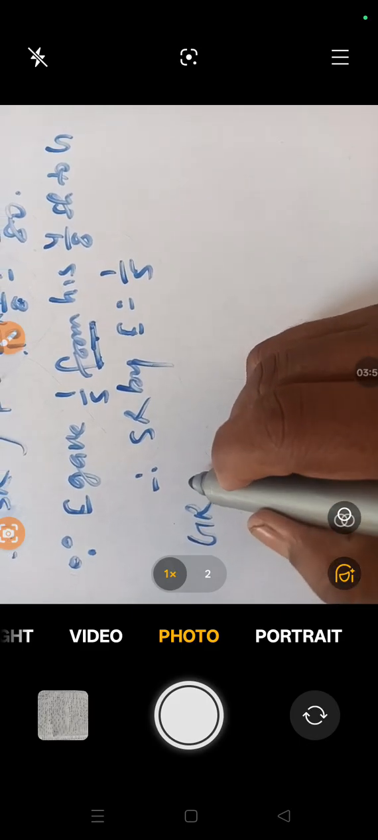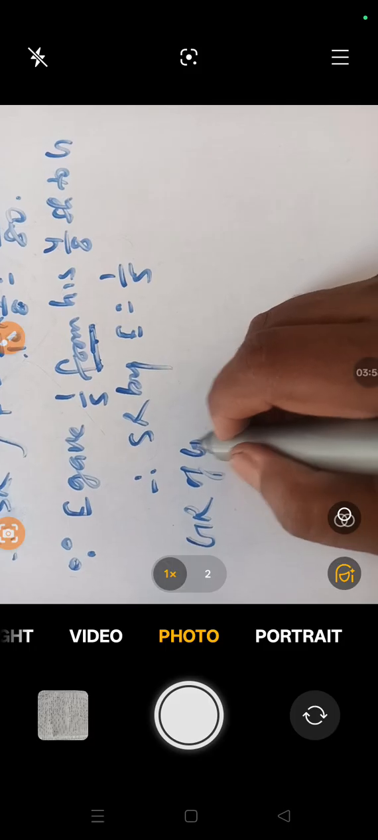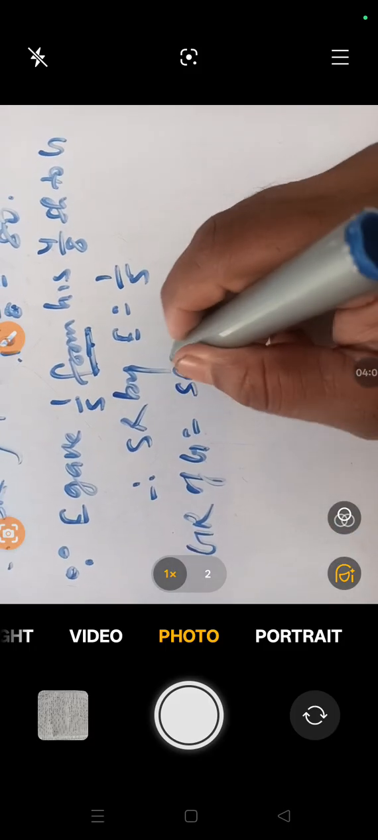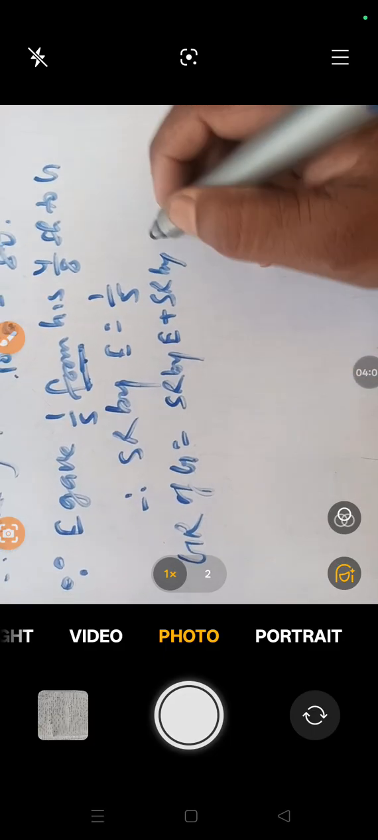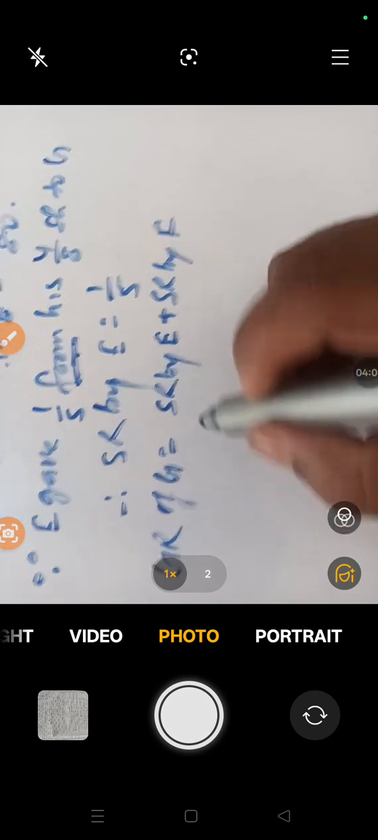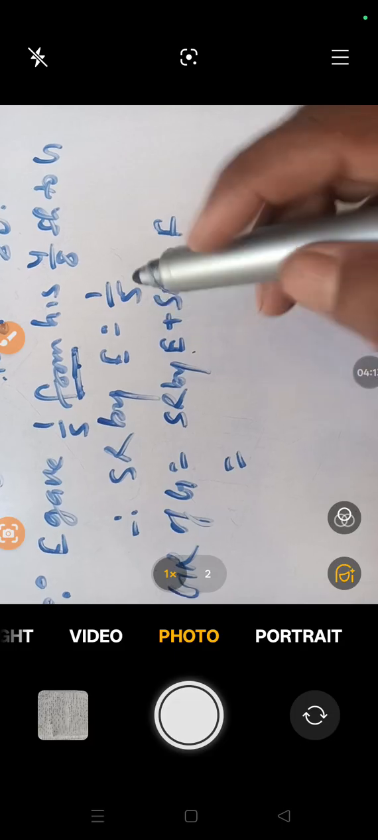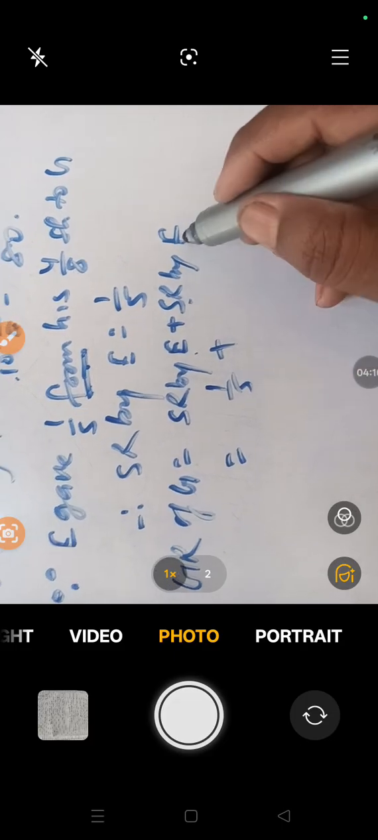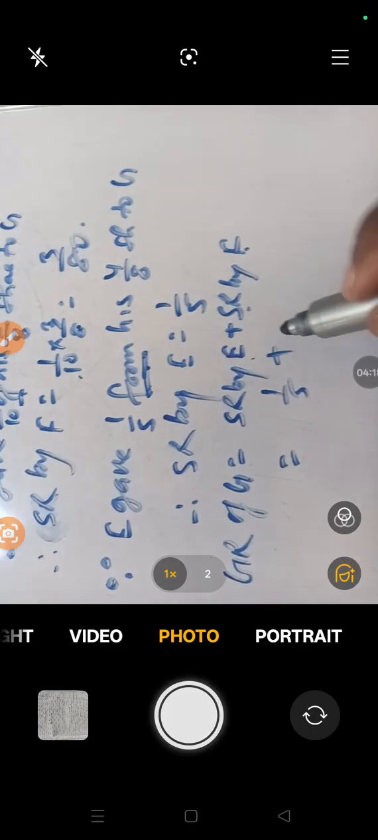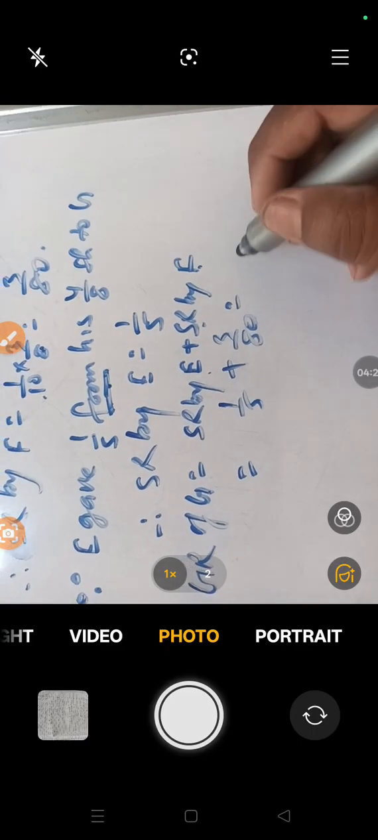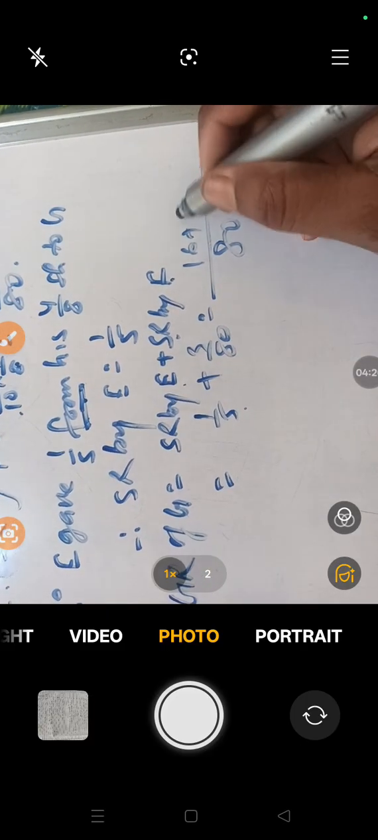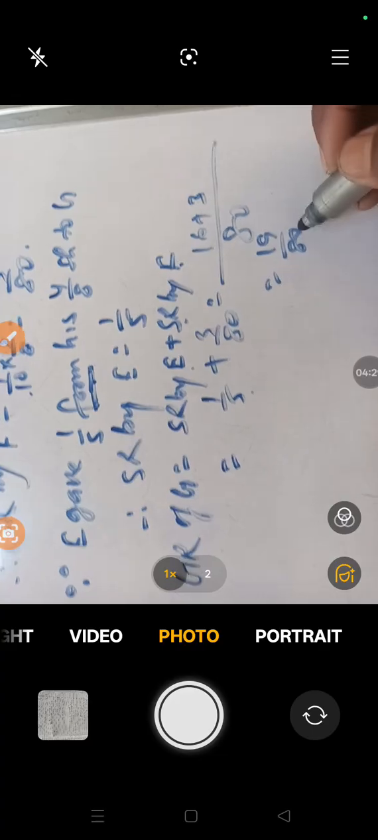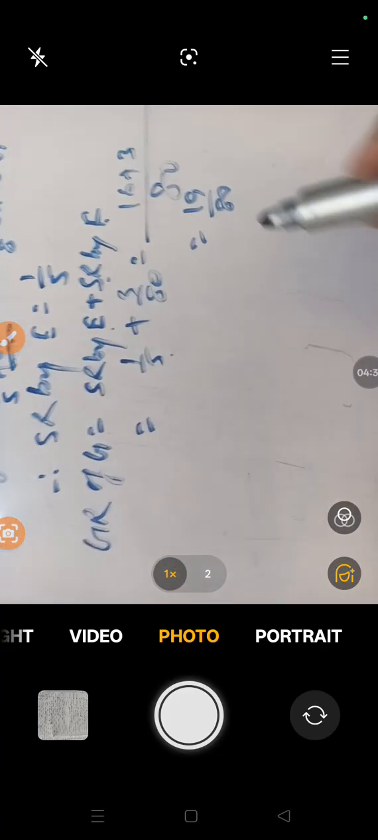GR of G equals SR by E plus SR by F, because E and F both sacrificed for G. So what E has sacrificed? E has sacrificed 1/5 plus what F has sacrificed 3/80. So when we take LCM, it is 80, 5 16s are 16 plus 3 equals 19/80. That is the gaining ratio for G.